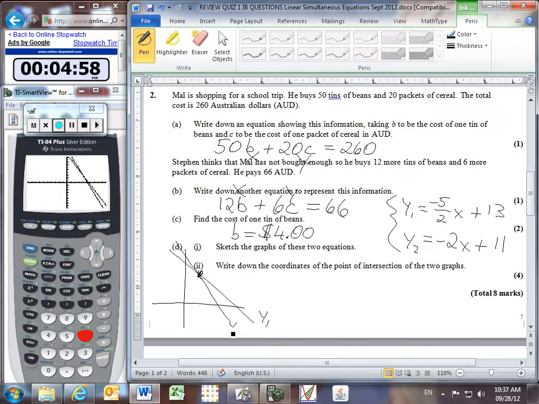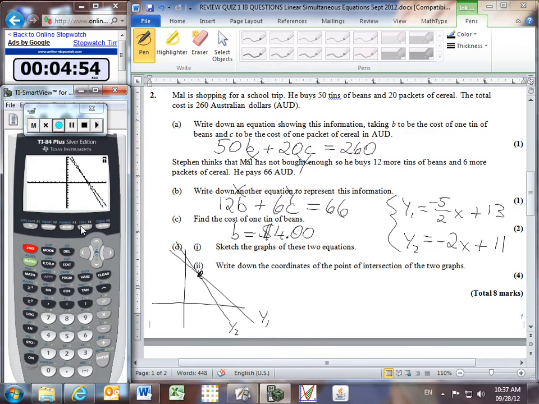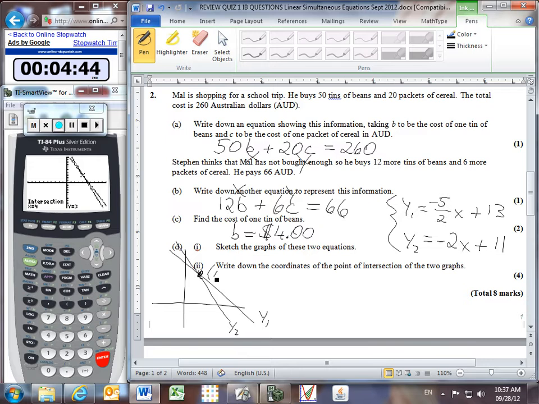I should probably label each of these. And let's find the intersection point. Second calc intersect. And then because these are the only two y's entered, I can just go enter, enter, enter 3 times, and it shows us the intersection point at 4, 3. And there we go. Let's move on to question number 3.